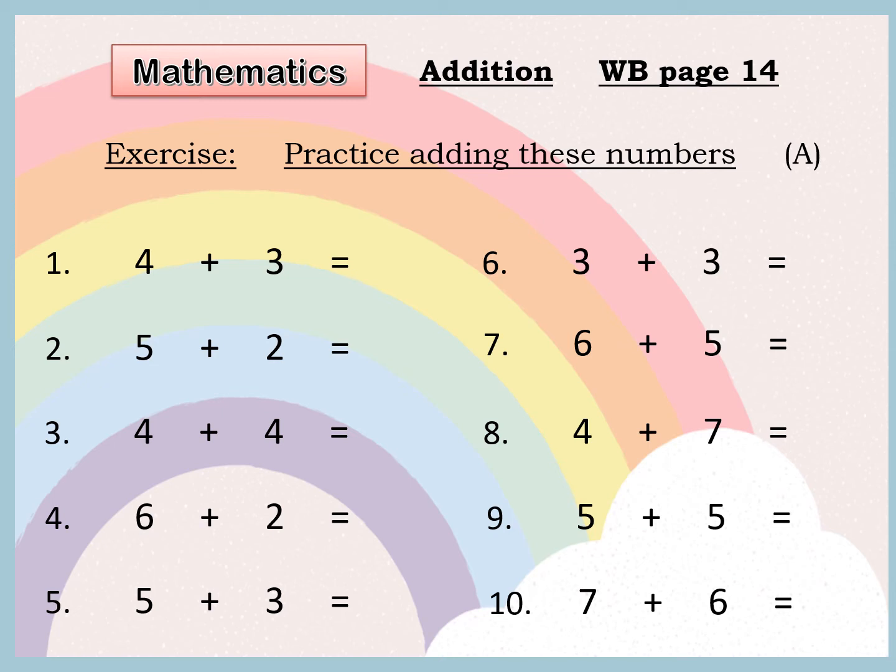Number 8, we have 4 plus 7 equals. Number 9, 5 plus 5 equals. And number 10, we have 7 plus 6 equals. Now I'm going to give you a couple of minutes for you to count and answer these equations.